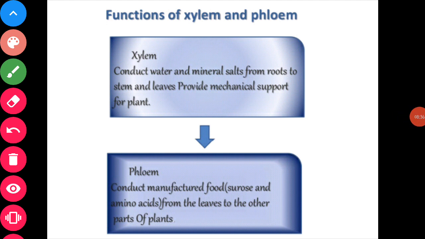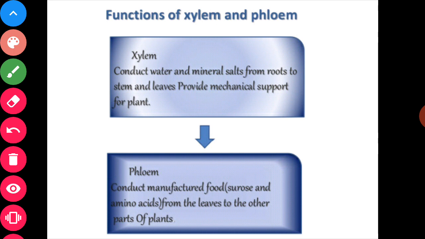Dear students, now we know that water and water-soluble minerals are transported from soil through the roots to the other parts of the plant, or to the aerial parts of the plant, through xylem. These xylems are interconnected. The xylem present in the roots is connected with the xylem in the stem, which is connected with the xylem in the leaves, and in this way it forms a tube-like structure, or we can say pipe-like structure, through which water is transported.